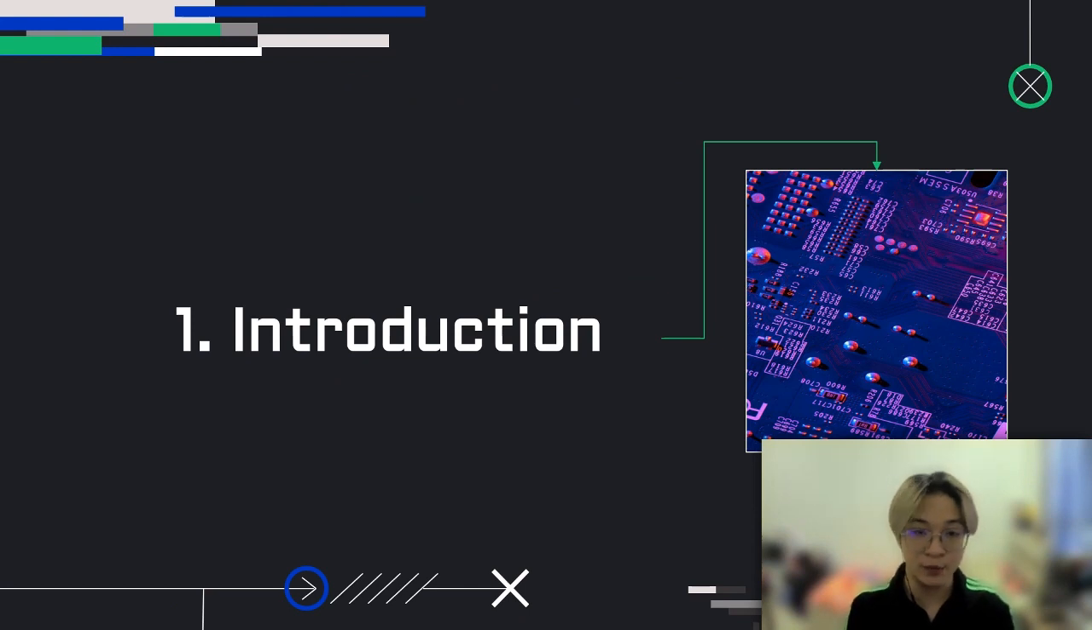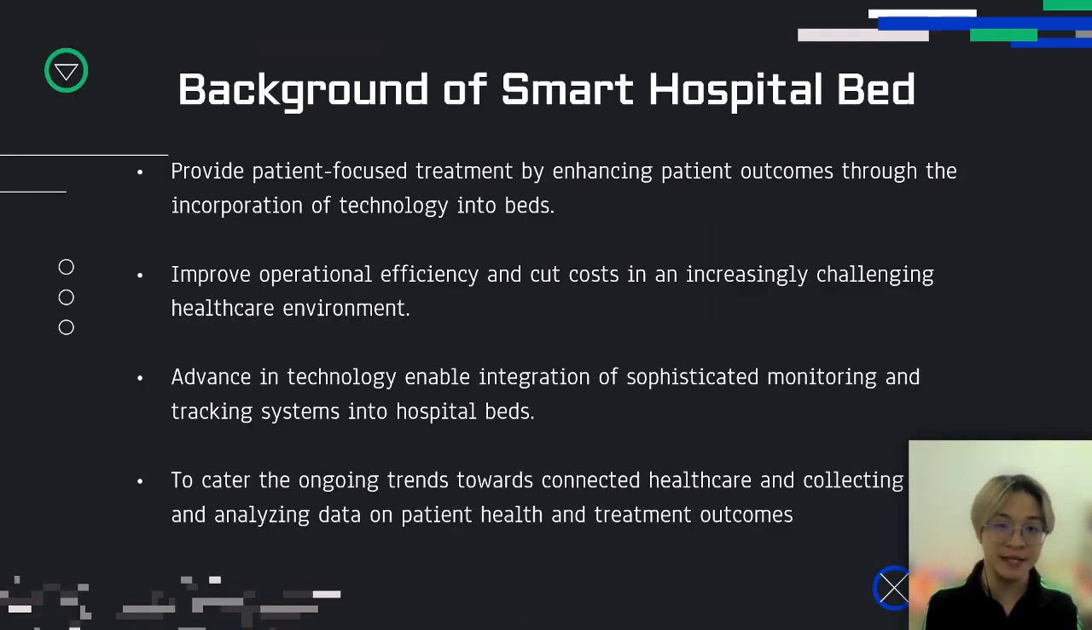Let us talk about our introduction first. Why is the smart hospital bed being invented? The smart hospital bed was invented to provide patient-focused treatment by enhancing patients' outcomes through the incorporation of technologies into the beds, and also to improve operational efficiency and cut costs in an increasingly challenging healthcare environment. Due to the advance in technologies, smart hospital beds can enable integration of sophisticated monitoring and tracking systems into them. In addition, smart hospital beds also aim to cater to the ongoing trends towards connected healthcare and collecting and analyzing data on patients' health and treatment outcomes.